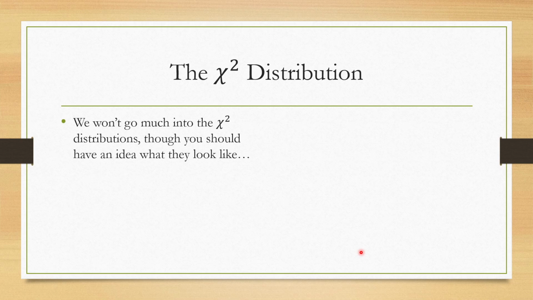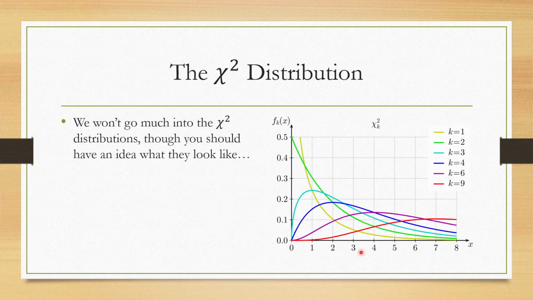We won't go too much into the chi-squared distribution, but I thought that since we're going to be using it for this, it'd be nice to have an idea of what they look like. So chi-squared distributions are not symmetrical. They tend to have a lump at the beginning and then kind of a long tail at the end. They stop at 0, which is kind of interesting. So actually, 0 isn't a number in there. So it's only defined on the positive numbers for our chi-squared.